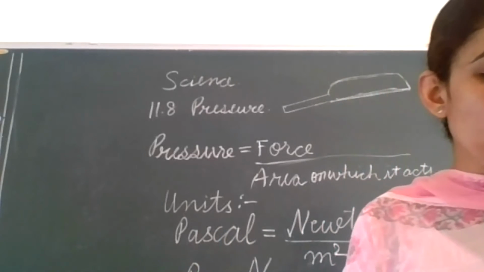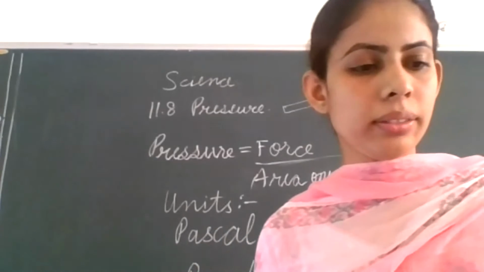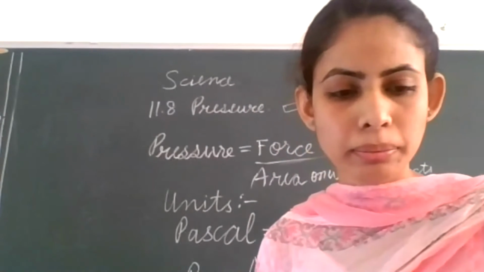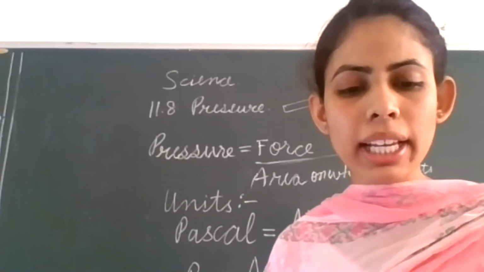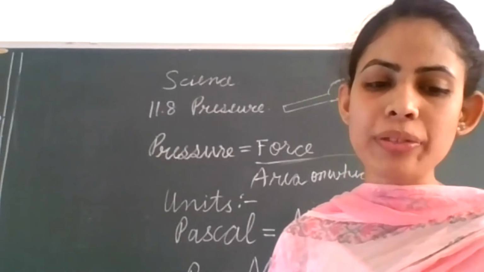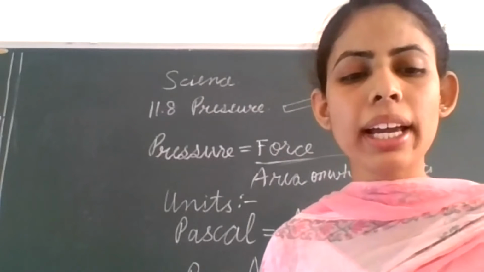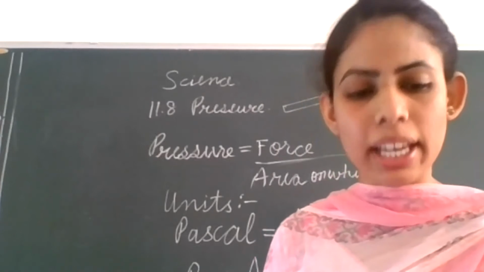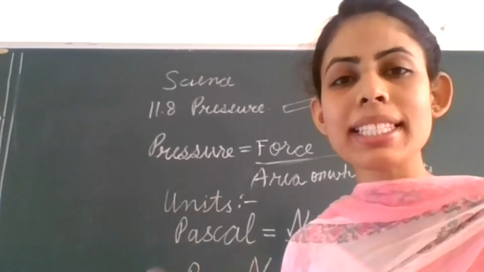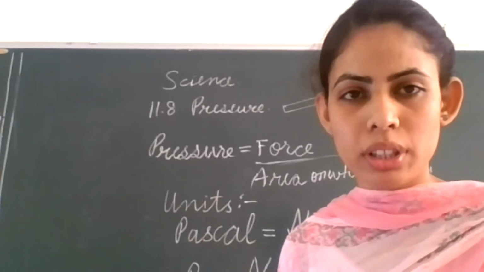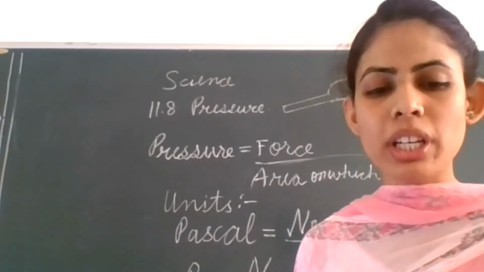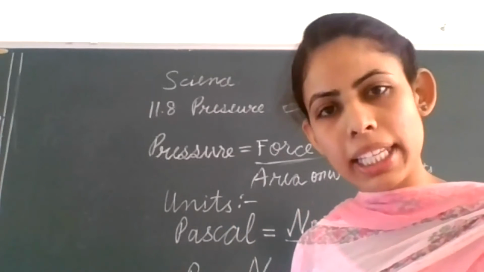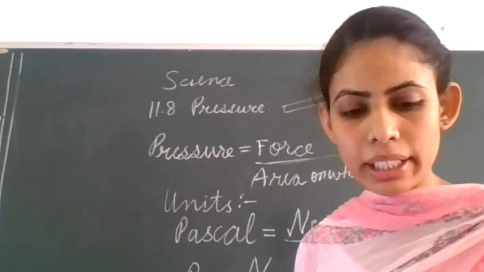Now, on page number 138, the smaller the area, the larger the pressure on a surface for the same force. The area of the pointed end of the nail is much smaller than its head. We are applying the same force, but the pressure varies due to the area. Clear?